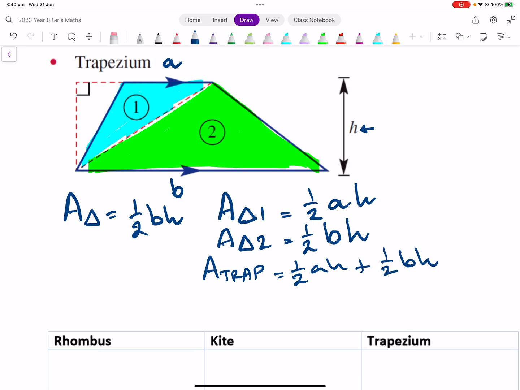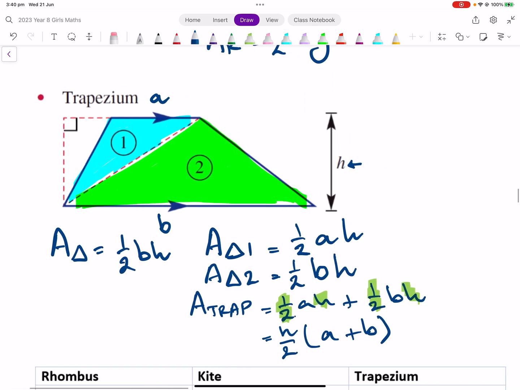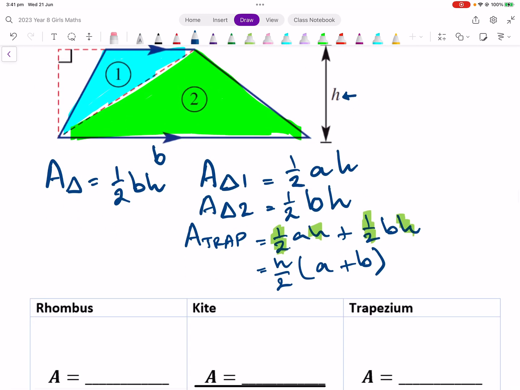And so what we can do there is a bit of algebra and say that equals H on 2 times A plus B. All I've done there is take out the common factors of a half and H and take them out the front. H on 2, A plus B. Don't worry too much if you didn't understand that last step, because all you're going to need to do, girls, is use the formula properly. But I thought it might be interesting to see how it's derived. Don't worry too much if that was a stretch.